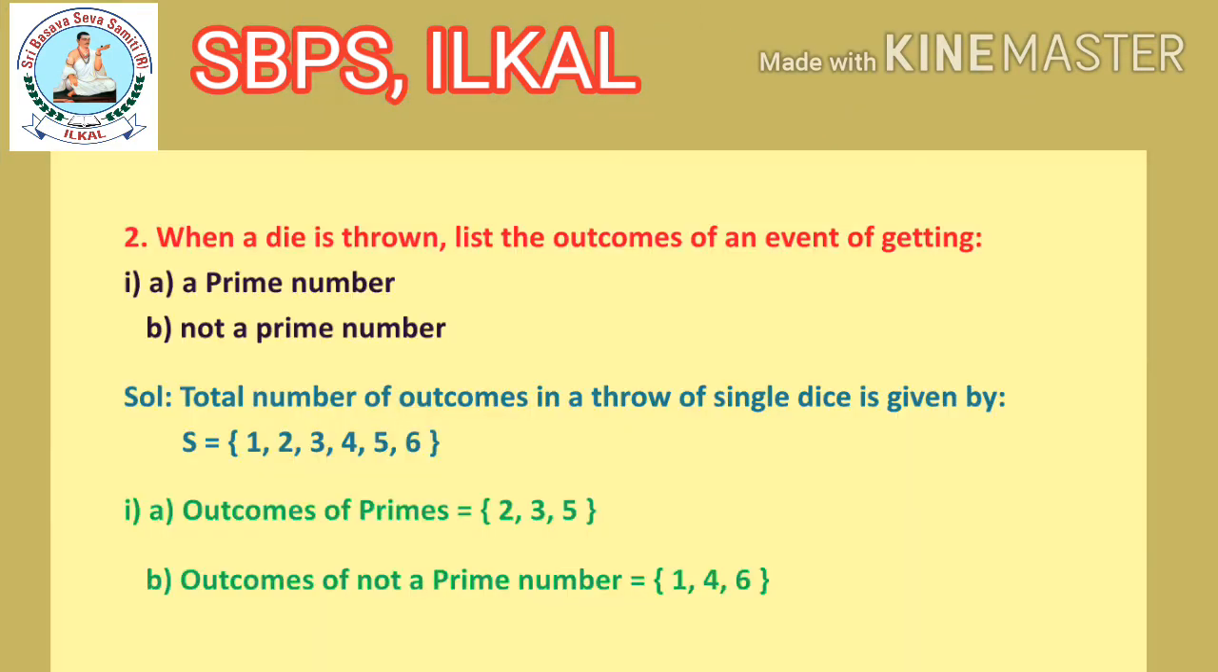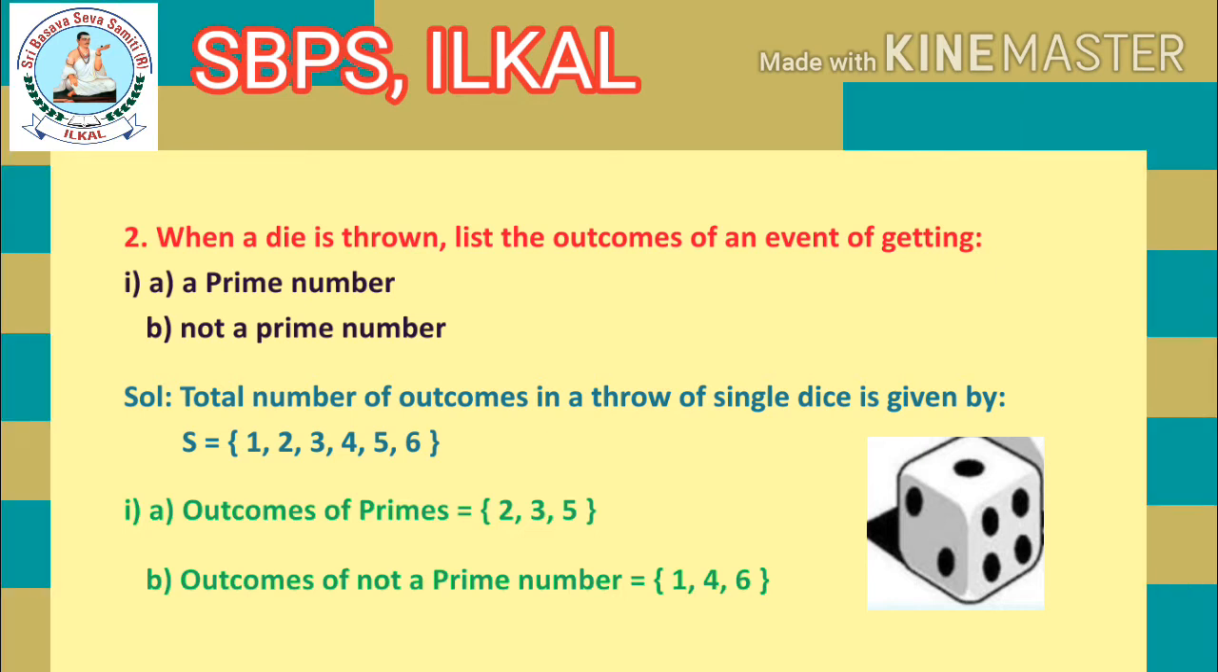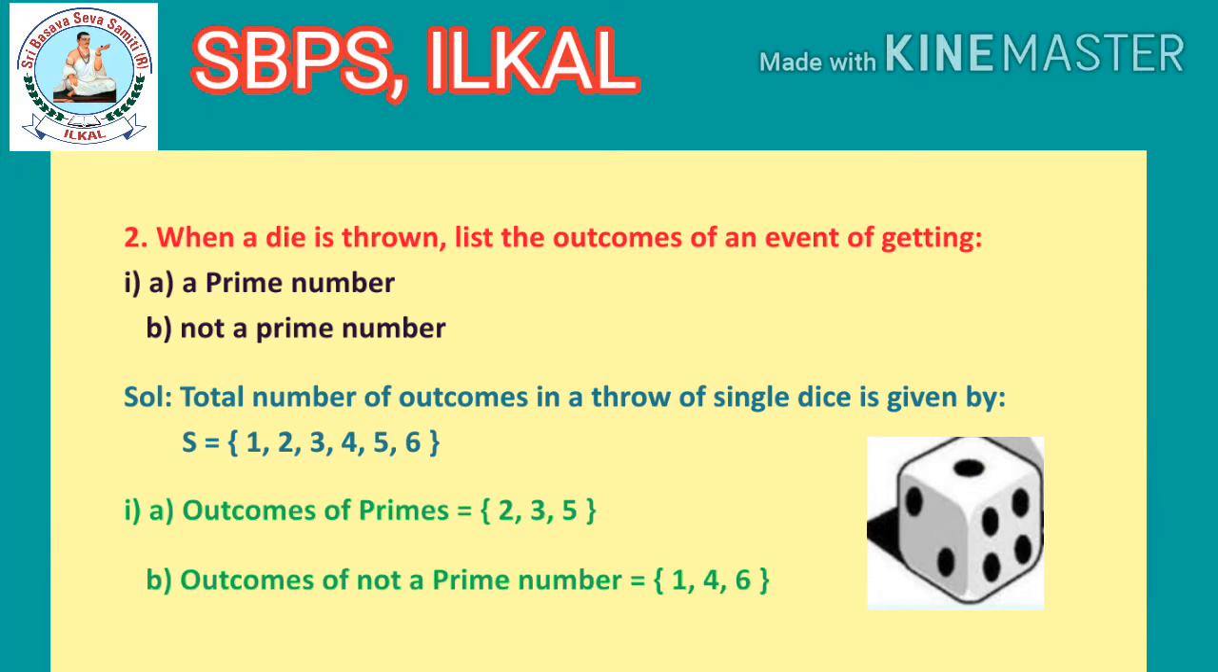Okay. Second one, when a die is thrown, list the outcomes of an event of getting a prime number, not a prime number. Solution. Total number of outcomes in a throw of single dice is given by S is equal to 1, 2, 3, 4, 5, 6. Because in a dice, only 6 faces will be there, children. Those are 1, 2, 3, 4, 5 and 6.